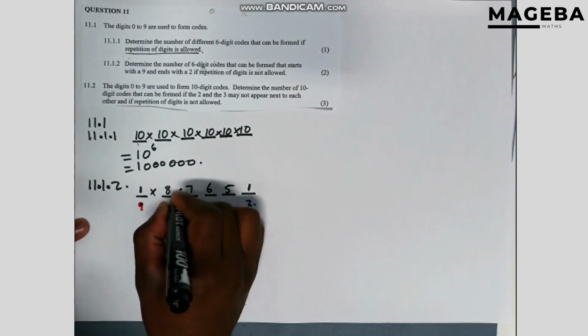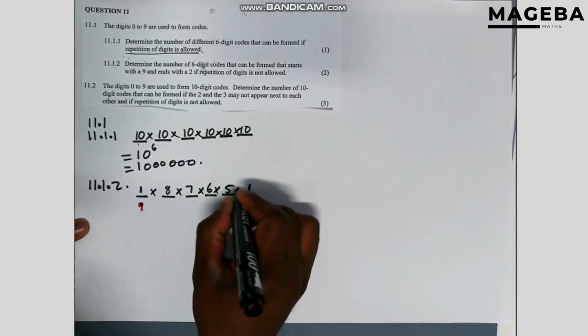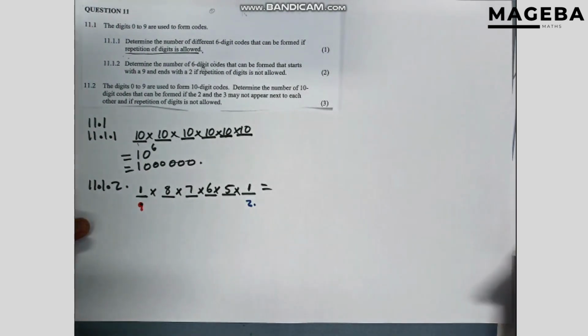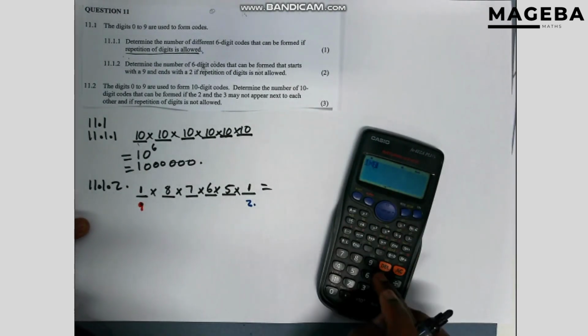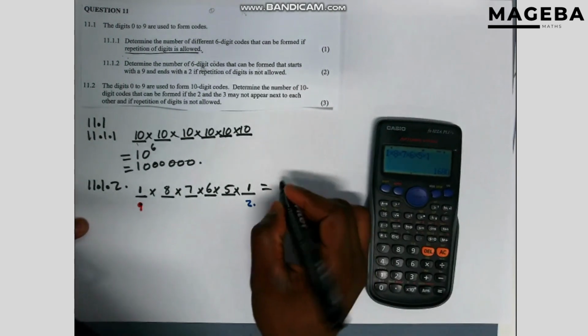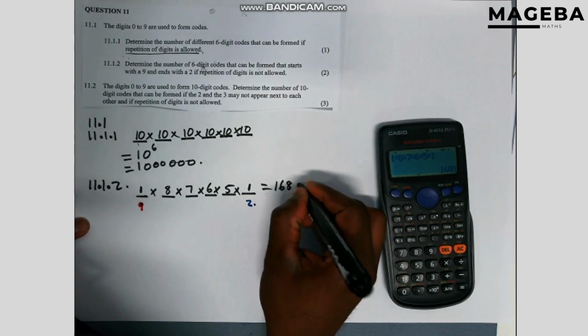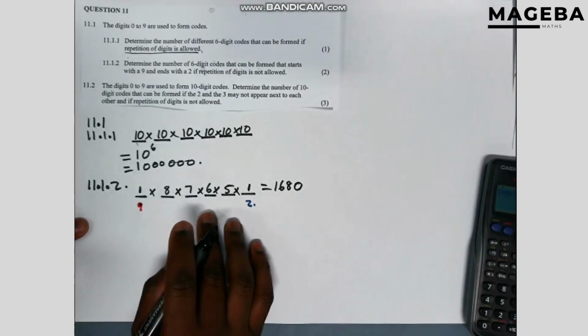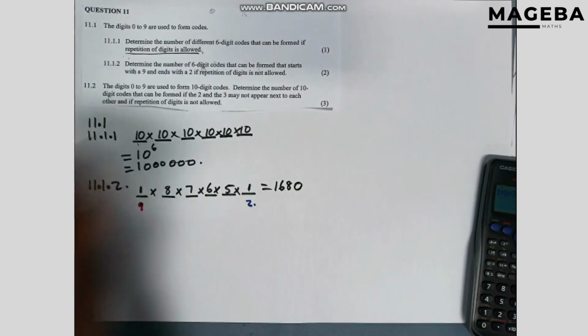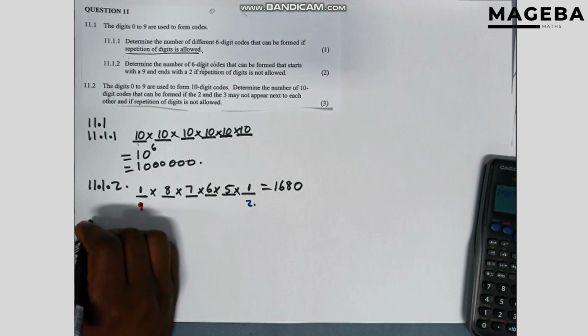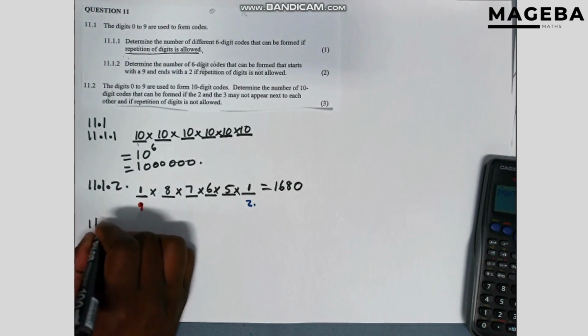Then we times our answer. So it's 1 times 8 times 7 times 6 times 5 times 1. We get 1680. So it is the arrangement of the code that we can form from this question. I hope everyone is understanding.